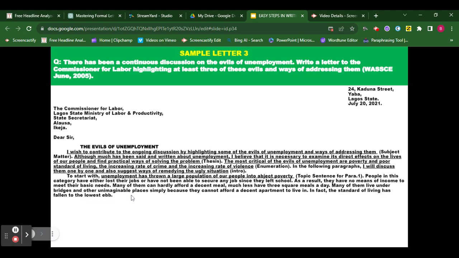Now, the next is the beginning of the body of the letter. To start with, unemployment has thrown a large population of our people into abject poverty. This is the topic sentence for paragraph 1. People in this category have either lost their jobs or have not been able to secure any job since they left school. As a result, they have no means of income to meet their basic needs.